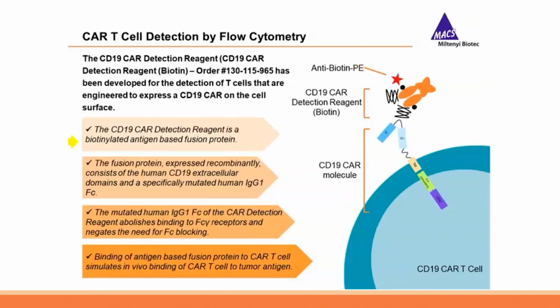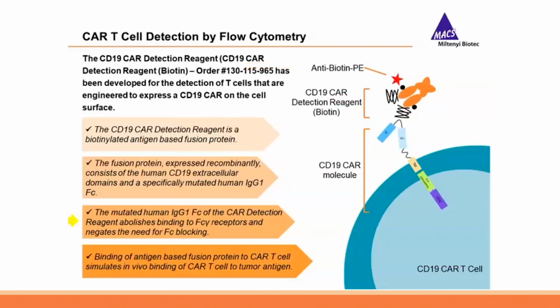The CD19 CAR detection reagent is a biotinylated CD19 extracellular domain antigen, which is fused with a mutated human IgG1 region. And this is how it is represented here. The black spiral represents the CD19 extracellular domain, and this part represents the mutated human IgG1 part. This fusion protein is then conjugated to the biotin molecule, and for detection we use a two-step strategy, in which anti-biotin PE is used.